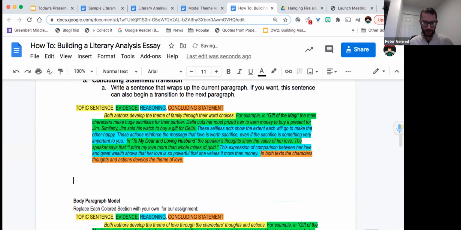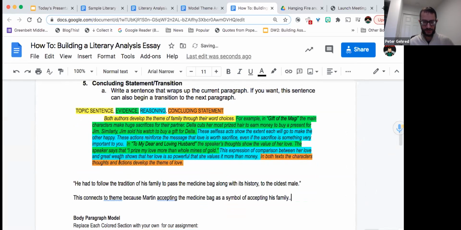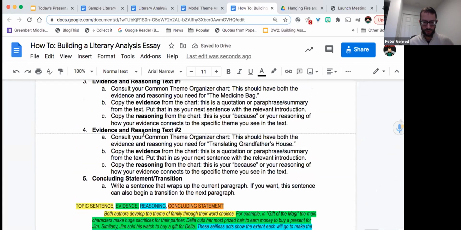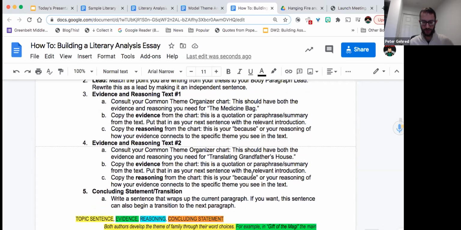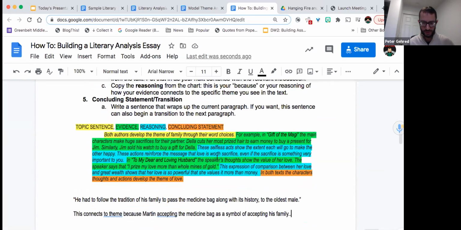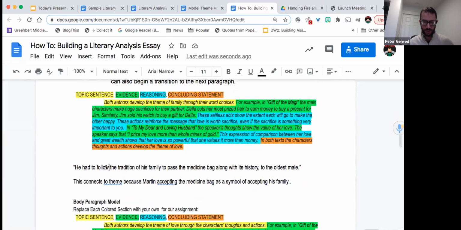All right, so we're going to bring up our evidence and our reasoning from the chart. Consult your theme. They should both have the evidence and reasoning you need for the medicine bag. Copy the evidence from the chart. This is a quotation or paraphrase summary from the text. Put that in as your next sentence with the relevant introduction or scaffolding around it.